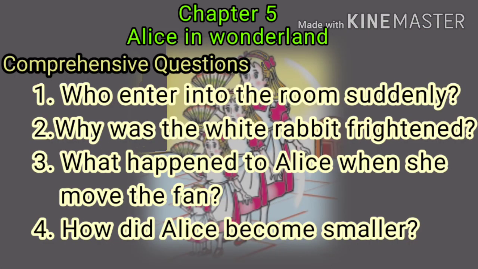Okay. Now I have comprehension questions for you. Question number 1. Who entered into the room suddenly? Answer. The rabbit entered into the room suddenly. Question number 2. Why was the white rabbit frightened? The white rabbit was frightened because it heard the voice of Alice.